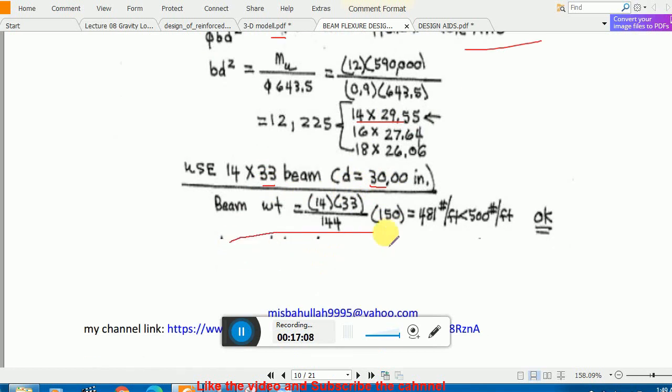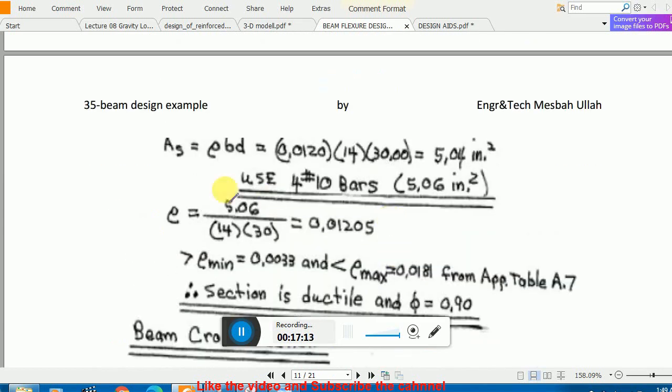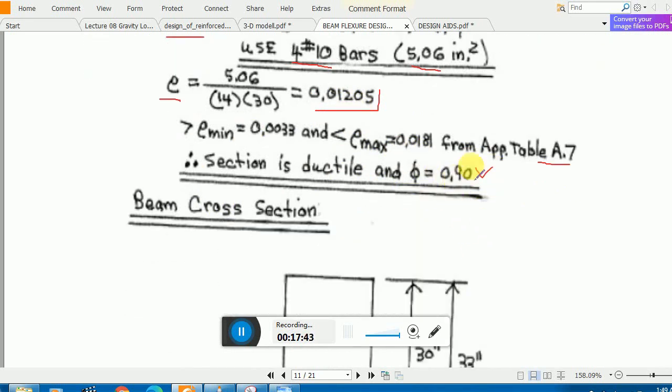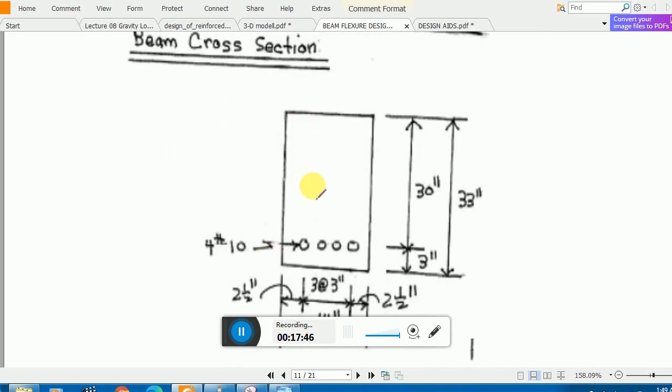You got this one. Beam weight again 481, which is less than 500. So okay, again recalculate your area of steel, decide number of bars, a little bit larger value. Recalculate your row value again, that is 0.0120. Go to table S7 and find your row minimum and row max, or you can use the formulas and calculate your row max and row minimum value. Now 0.012 is more than this one but less than this one, so we are on the safe side. Our section is tension control, means under reinforced section, and we are eligible to use 0.90. This is the final section.